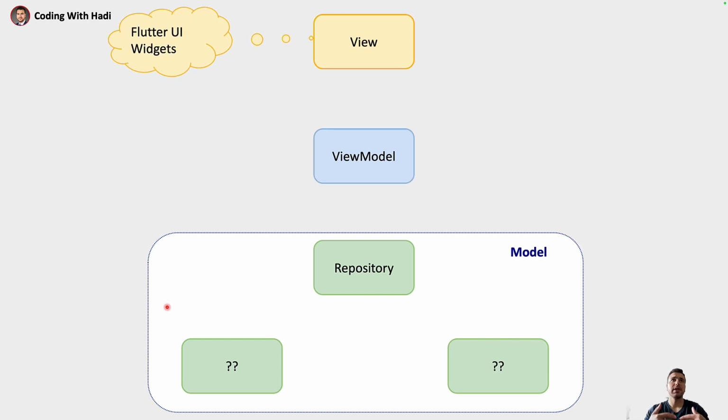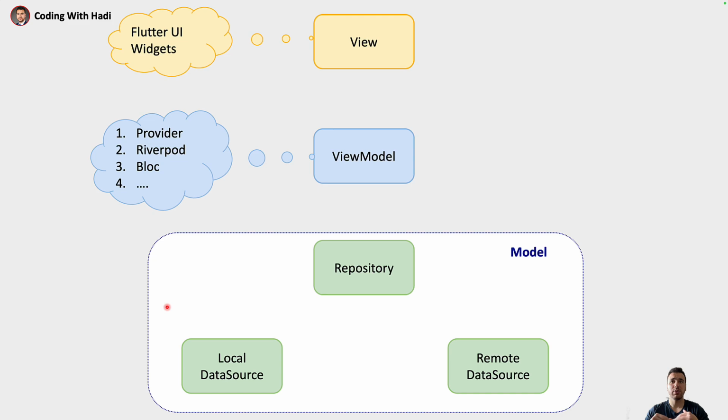The view is the Flutter widget, for example. You can consider it as this case. The view model is the state management, such as Provider, Riverpod, BLoC, GetX, MobX, Redux, whatever. Then we have the model itself. The model itself, as I mentioned, is the repository, which is, for example, a local database or a remote data source, such as an API.